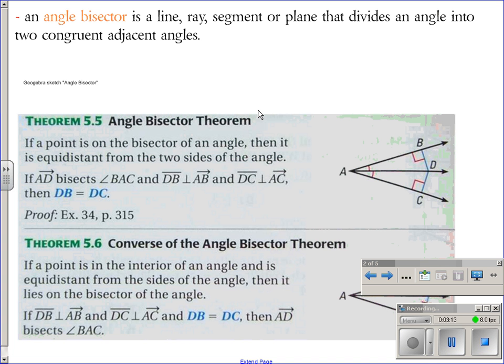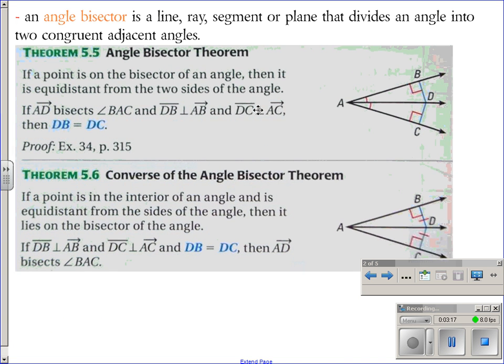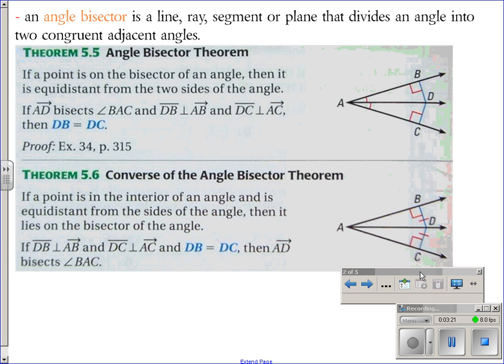Actually, I'm just going to get rid of that thing. So here are your notes. Go ahead and hit pause. Copy this stuff down. I'll move that out of the way. These are the two main theorems for this section.